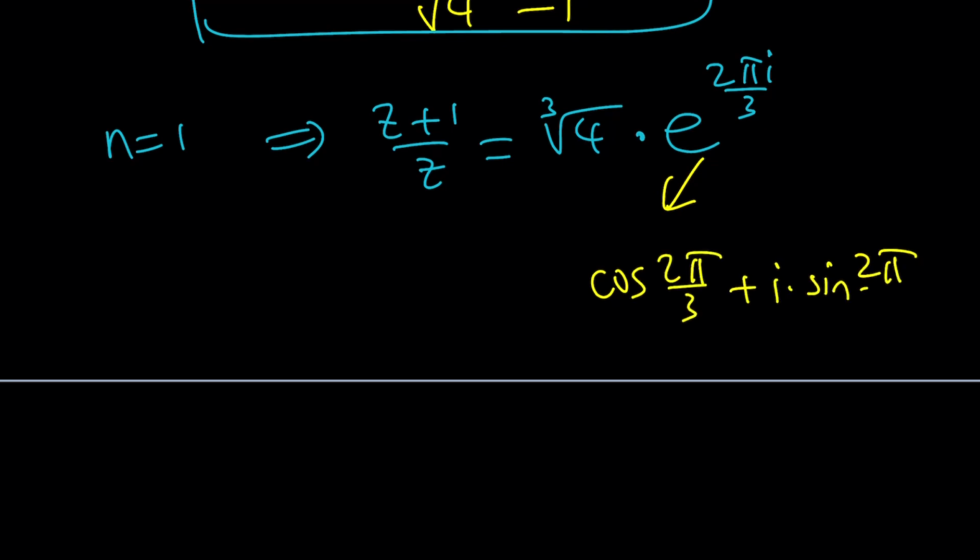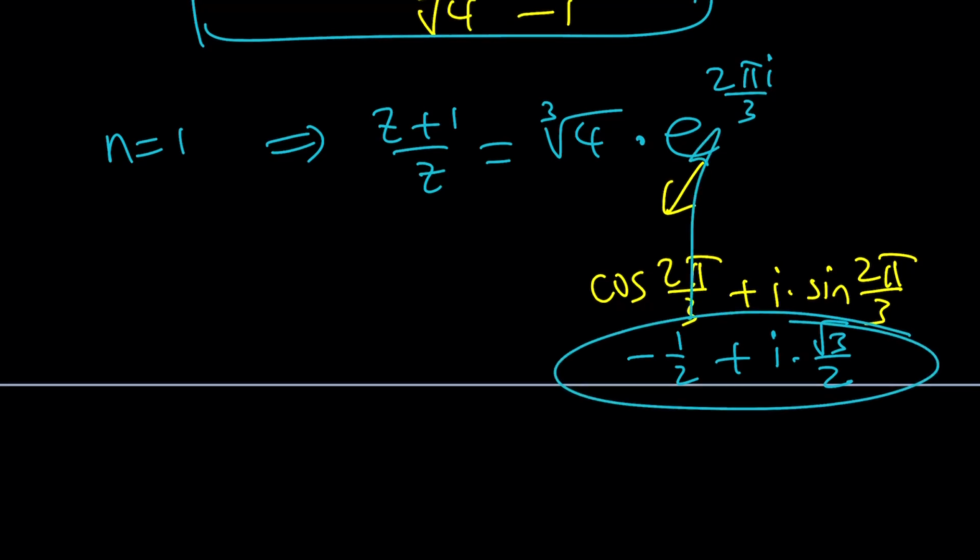2π over 3 is 120 degrees, and its cosine is going to be negative 1/2 as far as I remember, and the sine would be root 3 over 2. It's positive because it's in the second quadrant. Go ahead and plug this in here, cube root, cross multiply, and n equals 2 will give you the other solution, and so on and so forth.